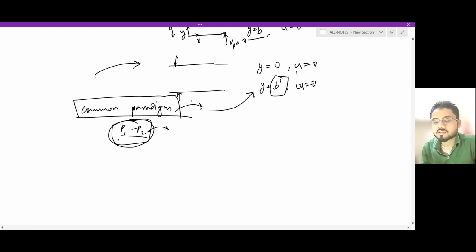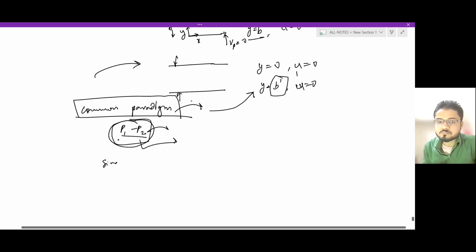But if there is a certain possibility to convert everything into a standardized, normalized form, that would mean that we would have a single set of Navier-Stokes equations to solve a multitude of problems.